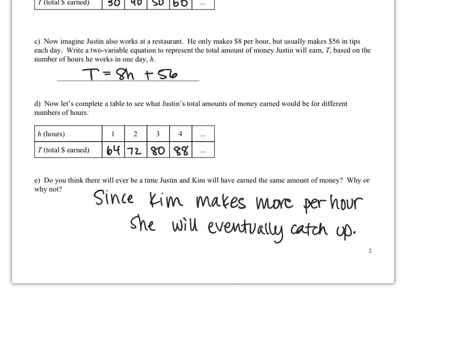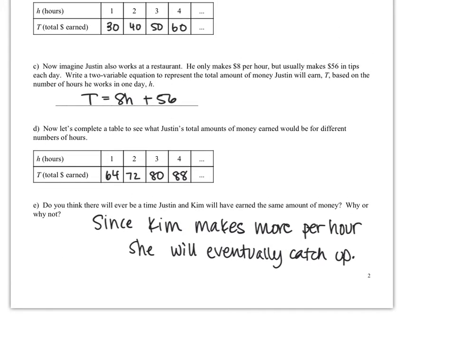So what I was thinking is that since Kim makes more money per hour, remember she makes $10 per hour where Justin only makes $8, she's eventually going to catch up. And what we're going to be doing in this unit is finding the exact moment or the exact number of hours that it would take Kim to catch up to Justin.